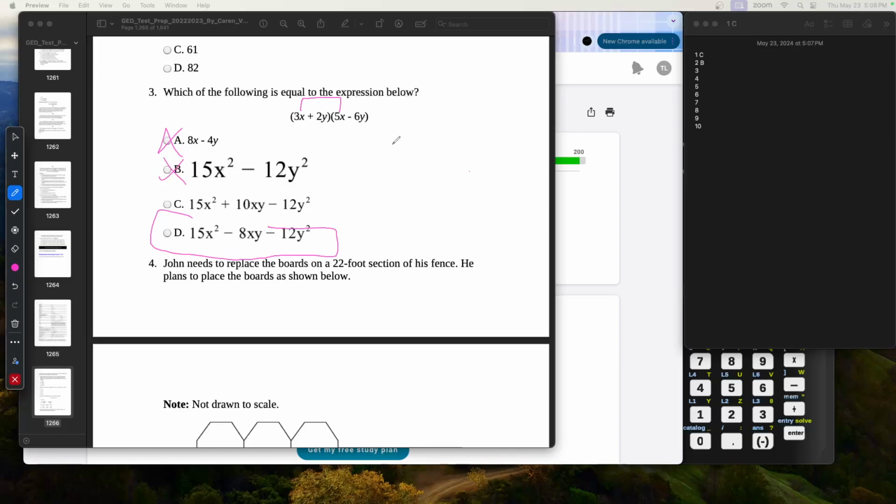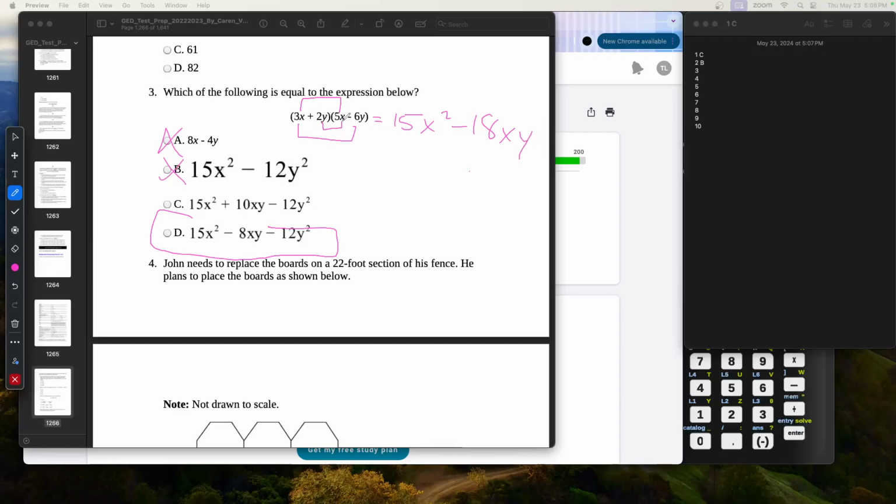3x times 5x. 3 times 5 is 15. x times x is x squared. Let's do the outside. So this time we're going to multiply 3x and -6y. 3 times -6, that's -18. x times y is simply that, xy.